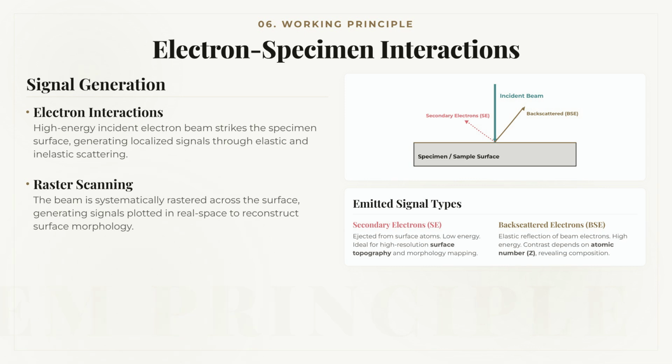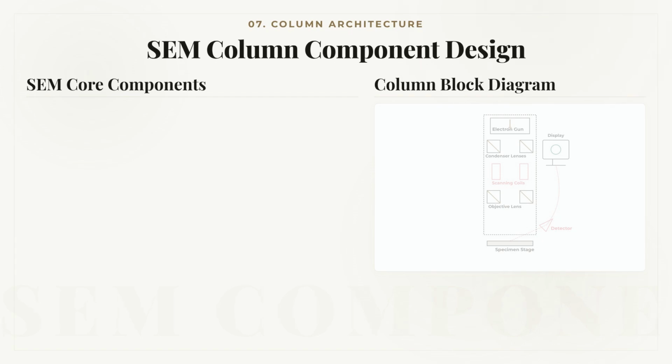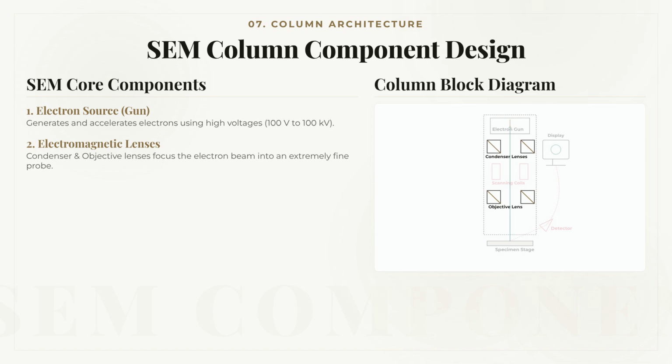Let us now understand the major components of an SEM. The first component is the electron gun. The electron gun generates electrons and accelerates them using high voltages. The electron beam energy may range from a few hundred volts to as high as 100 kilovolts. The second component is the electromagnetic lens system. These lenses act similarly to optical lenses. They focus the electron beam into a very fine probe, having an extremely small diameter.